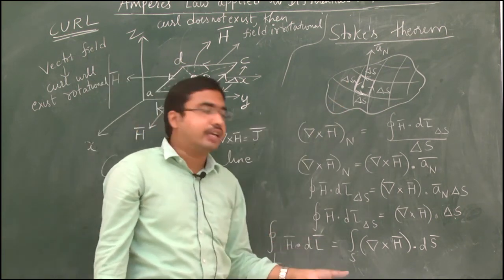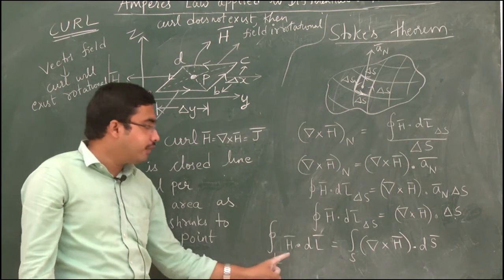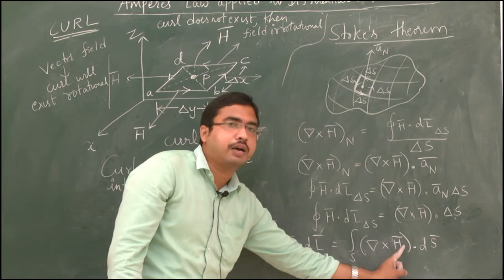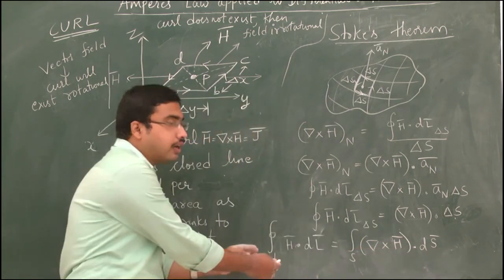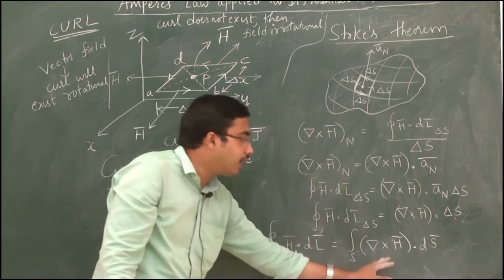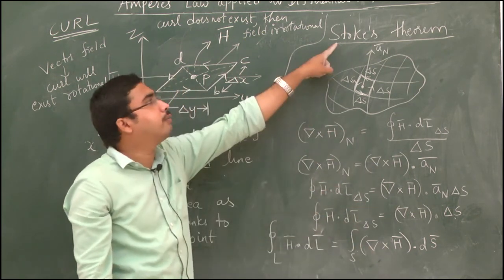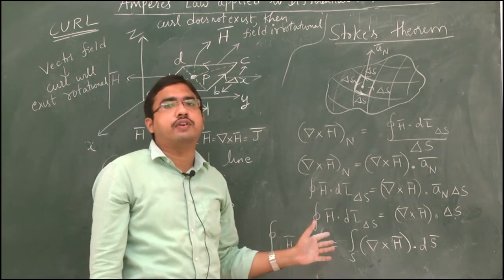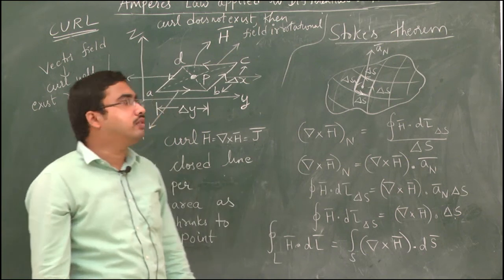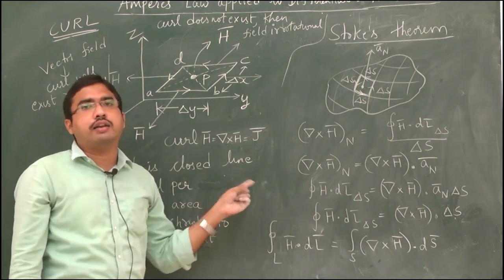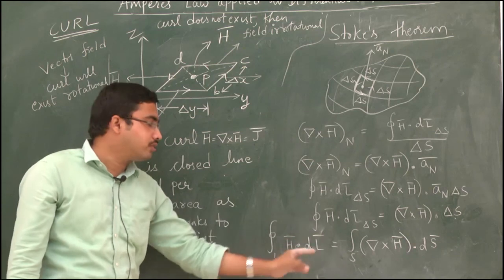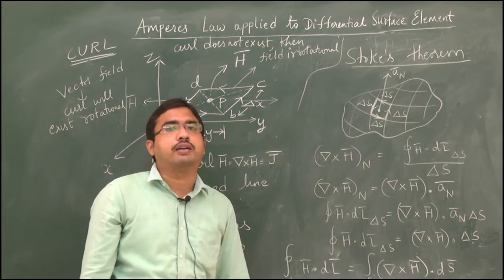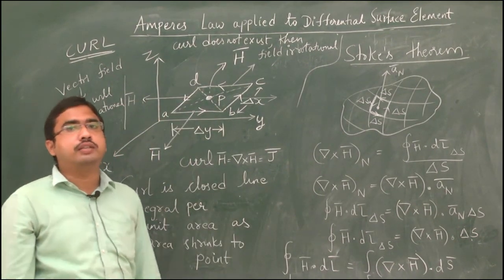So finally we can say that the closed line integral of h bar dot dl bar is equal to the surface integral of del cross h bar dot ds bar, from which we can conclude that a line integral can be converted to a surface integral with the help of Stokes theorem. Similarly, the divergence theorem converts a surface integral to a volume integral. So this is about the concept of curl and Stokes theorem. By using Stokes theorem, we can convert a line integral of h bar to a surface integral of h bar. By this, your second unit is completed. Okay, thank you.